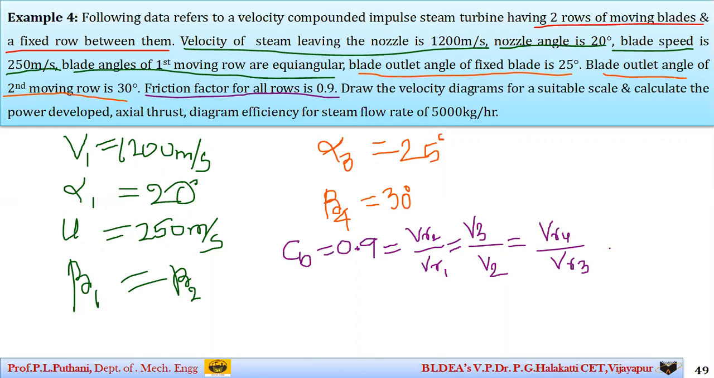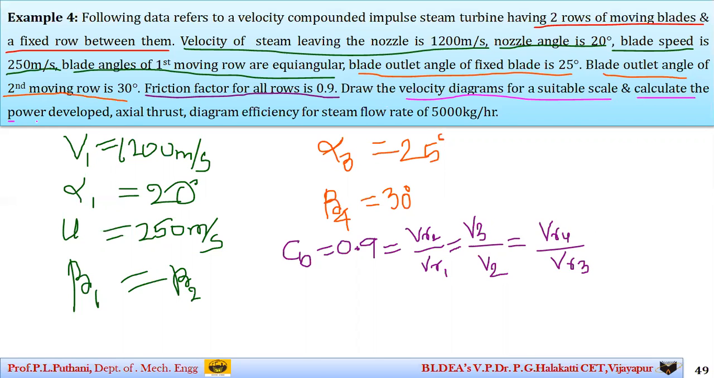The blade coefficient. So this value of blade coefficient for all these stages, for all these ratios, it remains the same itself, that is 0.9. He has asked us to find out the velocity diagrams. They should be drawn using a suitable scale.